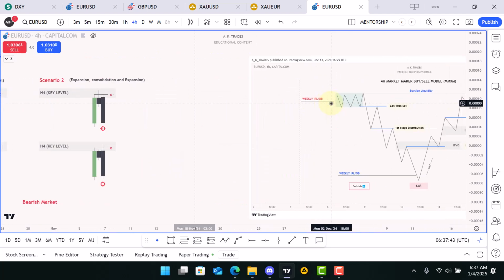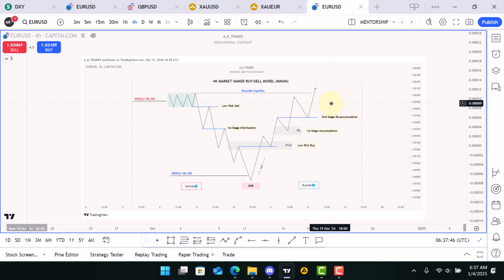So when we move on to our 4-hour market maker model, these are the areas that I look to anticipate the CRT reversal signatures. So when we come to the 4-hour chart, you see price expanded lower, retraced into our change in state of delivery, that is our low risk sell. So at this point, when price taps into our change in state of delivery, I'm looking forward for the reversal signature to be printed here so that I can trade to my 4-hour external range liquidity.